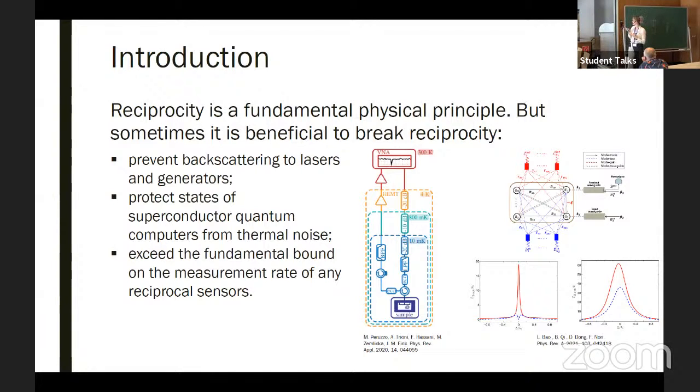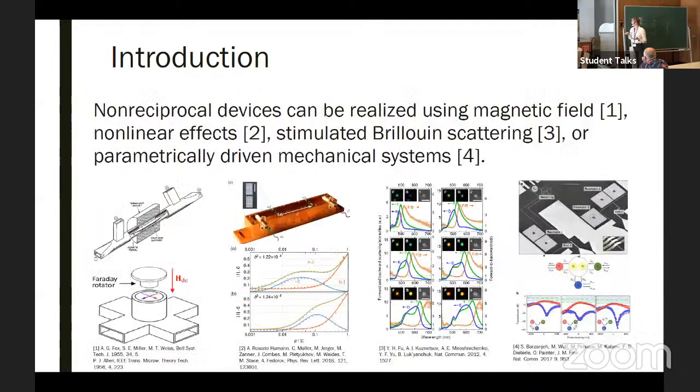It's been shown before, and one of the recent theoretical papers shows that it can exceed the fundamental limit which limits reciprocal sensors. So how do people usually create those non-reciprocal devices? One of the most classical ways is using magnetic materials or big magnets. Here is a classical Faraday isolator circulator, but the downside is, first of all, big magnetic fields, which is not really compatible with superconducting qubits. And it's also bulky, so it's difficult to implement if you want to create a big setup.